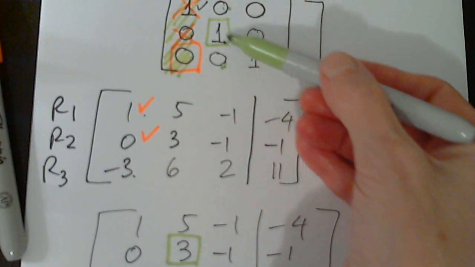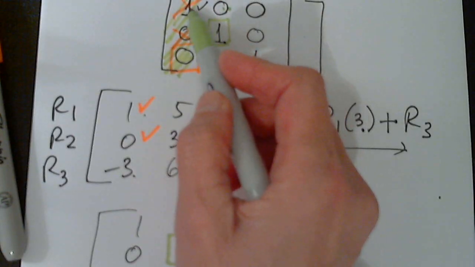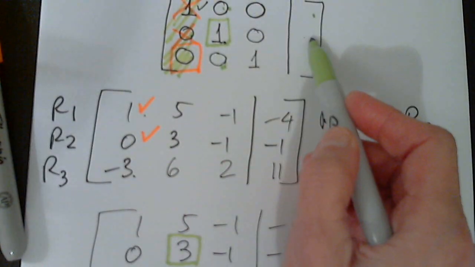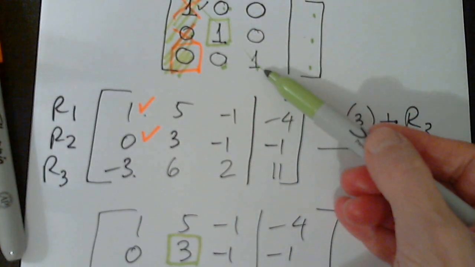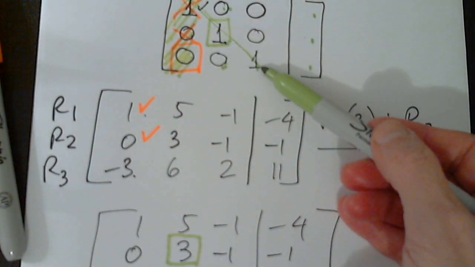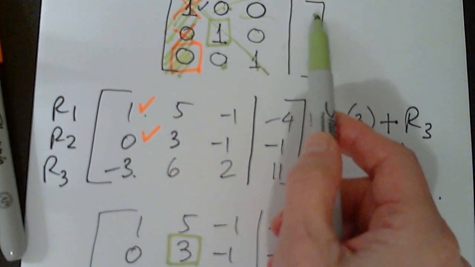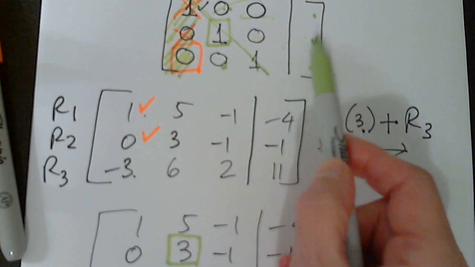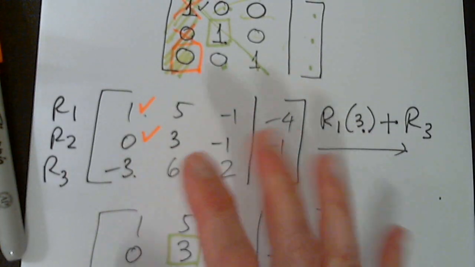Because if you remember, once I have just ones and everything else zeros, I will say this is X, this is Y, and this is Z. That's the whole purpose of getting 1 on the diagonal and everything else 0. X will be this number, Y will be this number, Z will be this number.